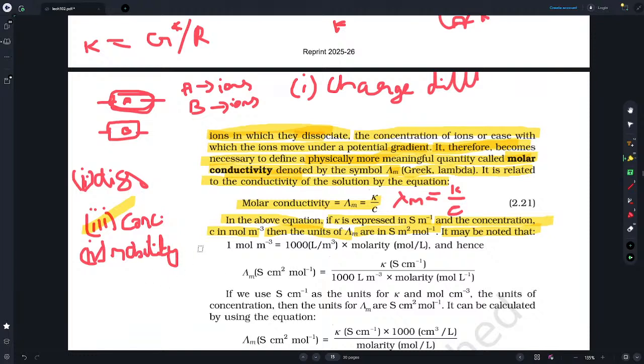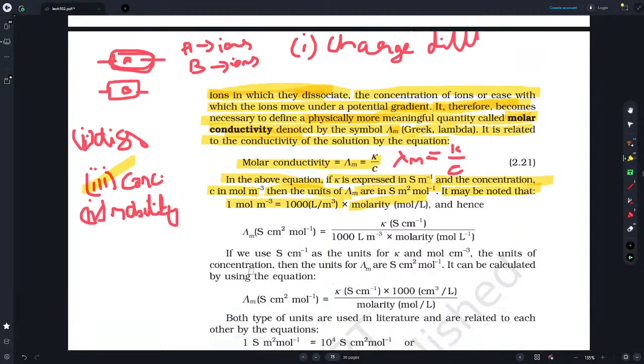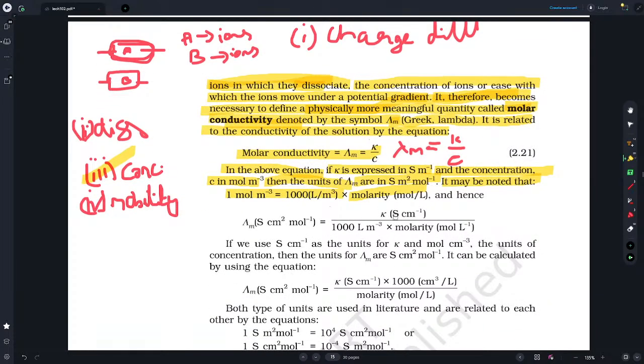It may be noted that 1 mole per meter cube equals 1000 liter per meter cube into molarity, mole per liter, and hence lambda m equals conductivity by 1000 liter per meter cube into molarity.